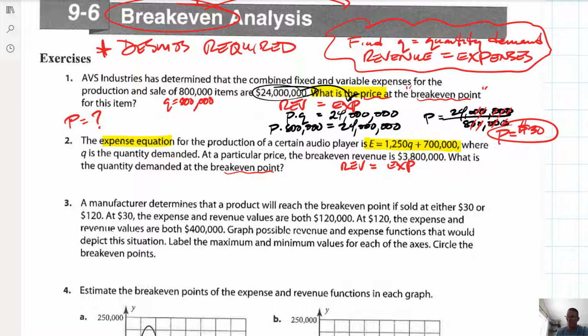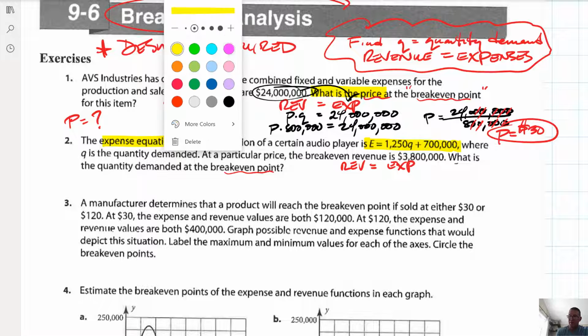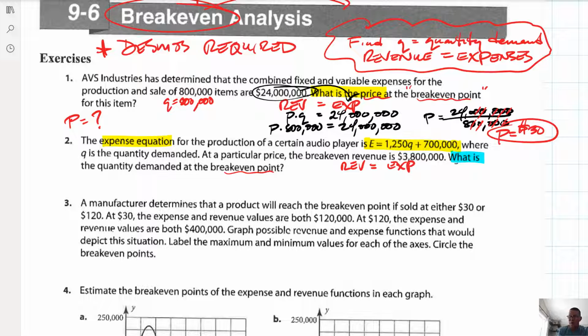Now it says, what is the quantity demanded? We always have to focus on what we're trying to find. Well, I don't know what that is, so Q equals question mark. We don't know what that is. But I do know that the break-even revenue is 3,800,000. So we're given the break-even revenue, 3,800,000. There's your revenue because it gives it to you. Look right here.